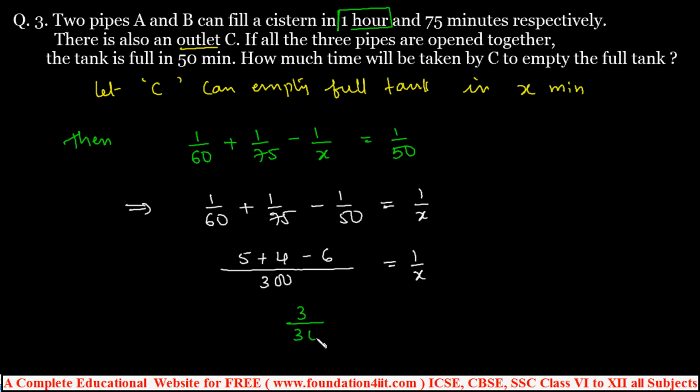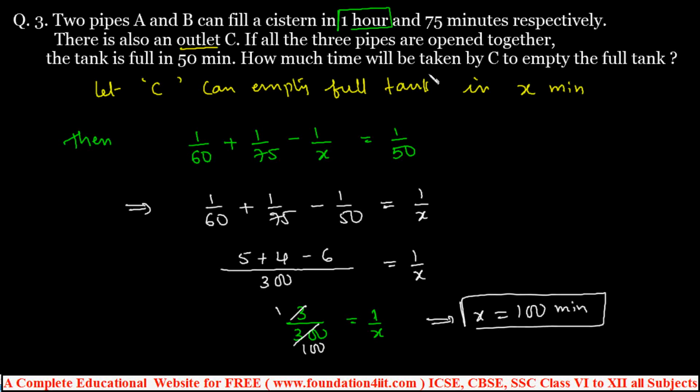3 by 300 is equal to 1 by x. Cancel this: 3 ones are 3, 3 hundreds are 300. So 1 by 100 is equal to 1 by x. From this, x is equal to 100. So 100 minutes. How much time will be taken by C to empty the full tank? It can take 100 minutes to empty. So for inlets that are filling you take positive, for outlets you take negative, by calculating for 1 minute.